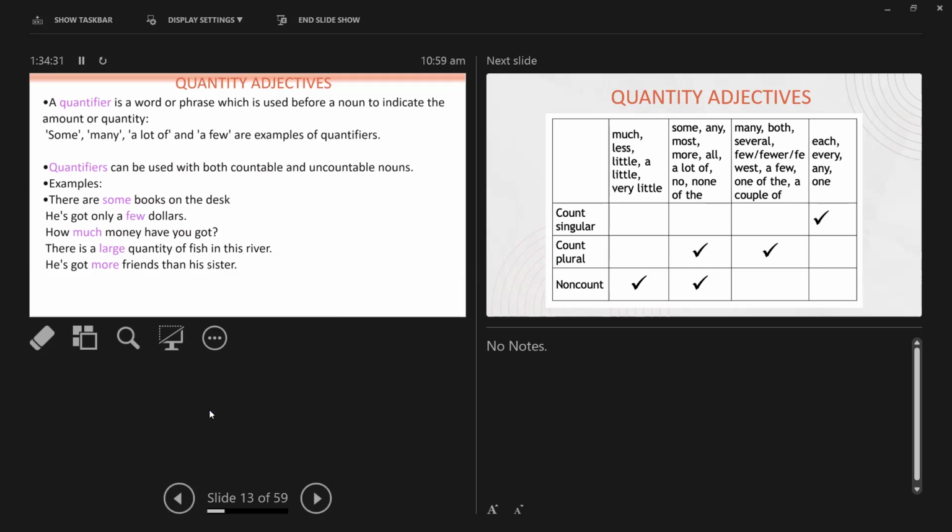You can only use these quantifiers on non-count nouns, such as, I have so much love for this country. Much is a quantifier that describes the love that I have for this country. Or, how much coffee would you like? How much sugar would you like to have in your coffee? Sugar is a non-count noun because you measure it, you don't count it. Okay, so I say, how much sugar do you want in your coffee?